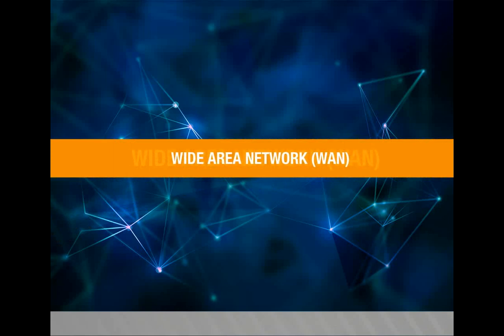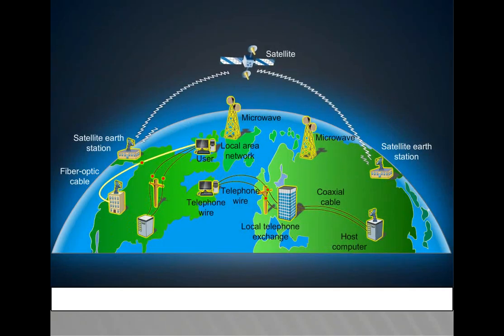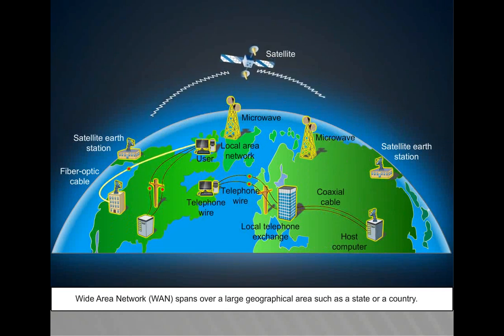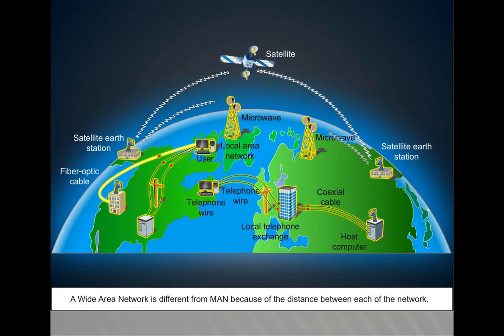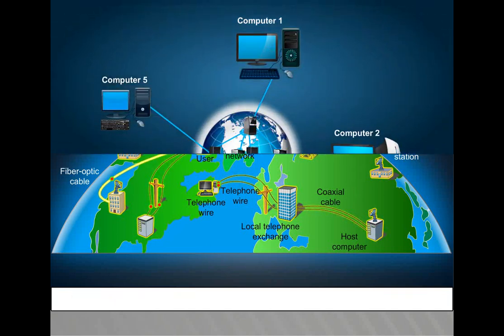Wide area network, that is WAN. In this video, we are going to see wide area network, that is WAN. A wide area network, WAN, spans a large geographical area such as a state or a country. A wide area network is different from a MAN because of the distance between each of the networks.